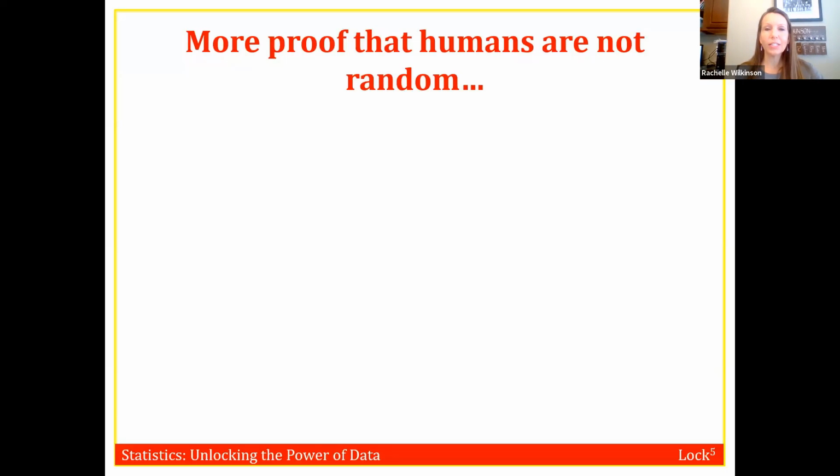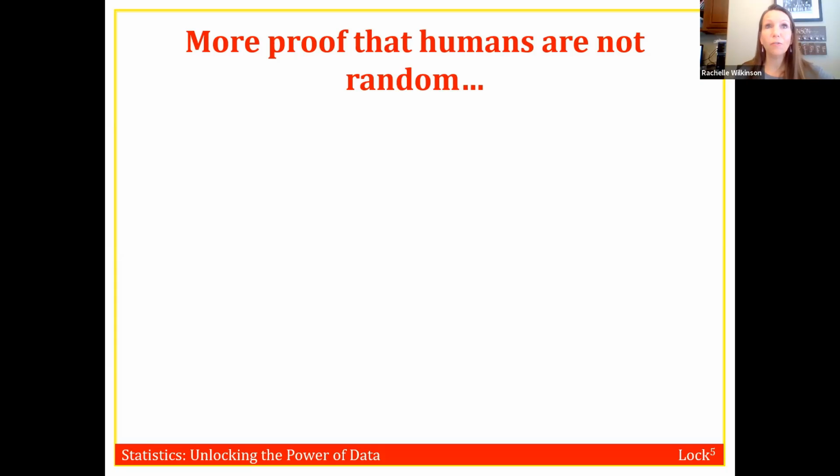And just in case you needed some more proof that humans are not random and that we should use a computer or something like that to generate our random sample, if you took that demographics survey last time, one of the last questions on the survey said, pick a digit from the digits 0 through 9 in a way that you feel is totally random. So all of you selected a digit that you thought was totally random from the digits 0 through 9, okay?